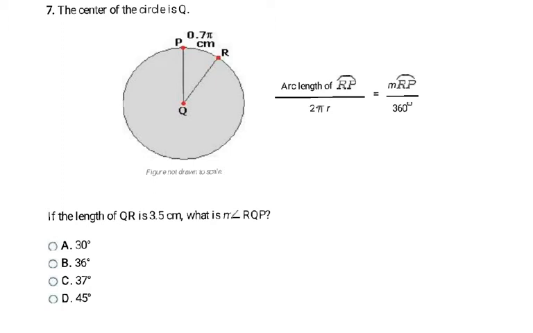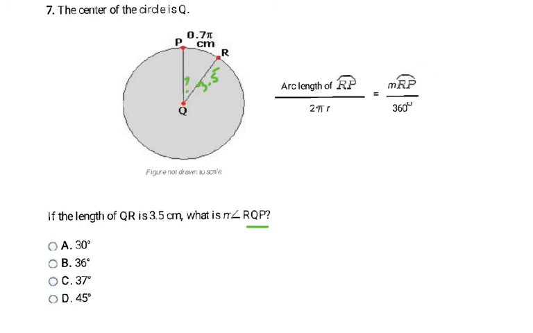Okay, this problem here is very similar. They tell us that the length of QR is 3.5. But this time they're asking for an angle, angle RQP, which is this angle right here, instead of asking for the arc length. Well, I know that this angle and this arc measure are the same because central angles and their arc measures always match. So that means if I solve for the measure of arc RP, that's going to give me my answer.